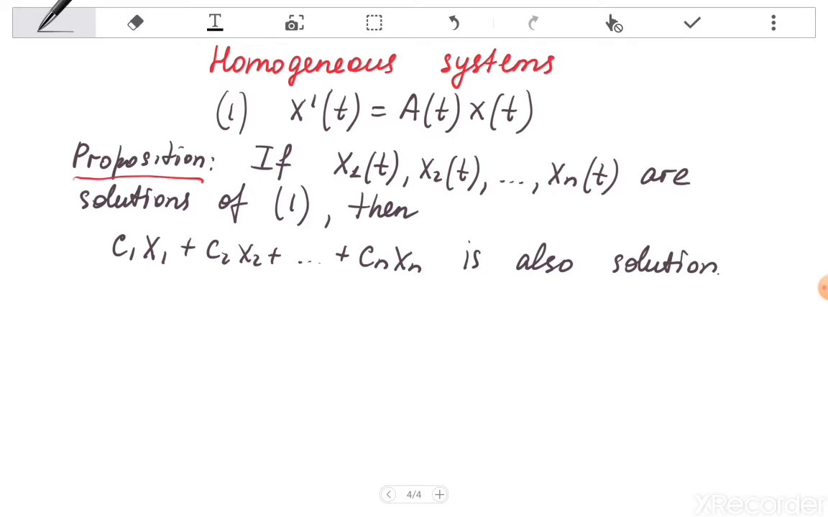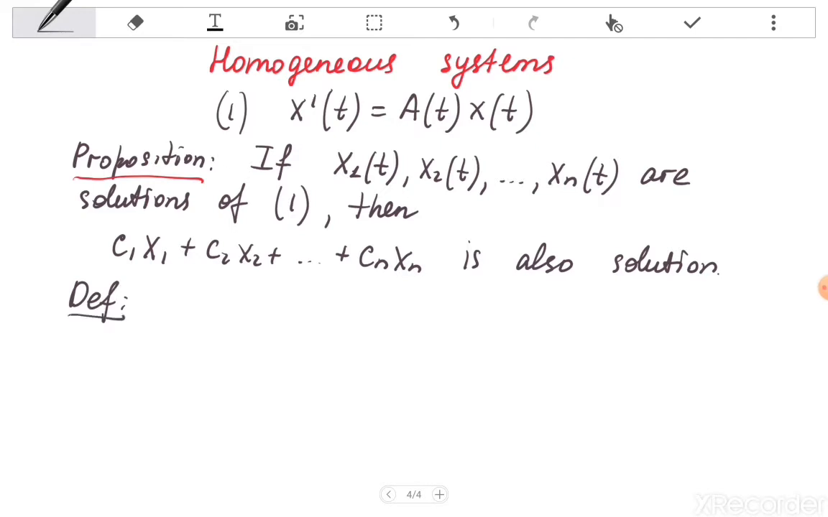Next thing that we will introduce: in fact, the theory for these homogeneous systems is very similar to the theory for second-order differential equations. And as you remember, we introduced the notion of linear independence and linear dependence for solutions. The same thing we will do here. So let's introduce the following definition.